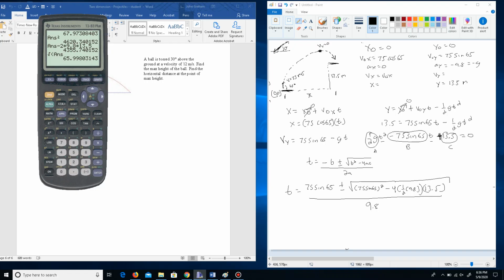And so we can do 75 sine 65 plus our answer, divided by 9.8. And we're going to get 13.67 seconds.